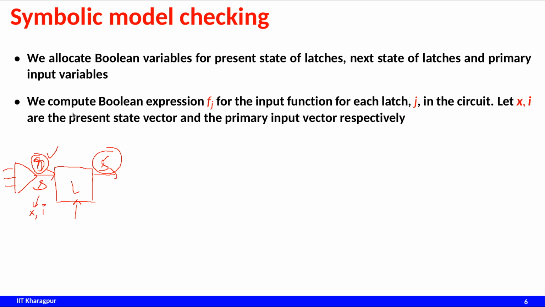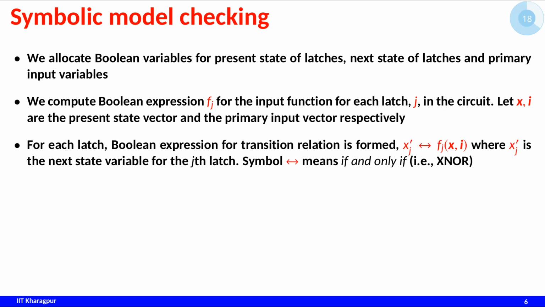That is what we have written, and the Boolean expression, the combinational logic, will be represented as a function f_i. So we compute Boolean expression f_j for the input function for each latch j in the circuit. Let us assume X is the present state vector and I is the primary input vector.